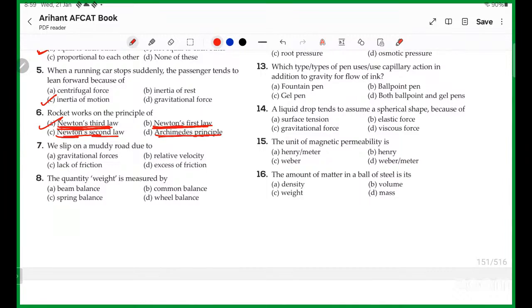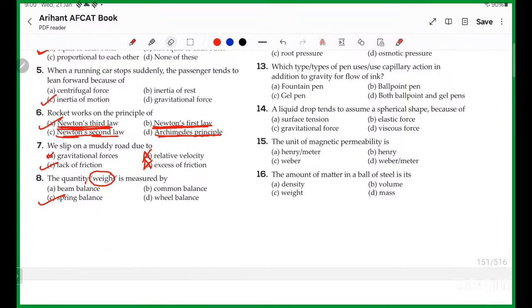Okay, we slip on a muddy road due to excess of friction. No. Due to relative velocity. No. Due to gravitational force. No. We basically slip due to the lack of friction because there is no friction there. Okay, the quantity of weight is measured by basically common balance or spring balance. With spring balance, by hanging something or putting weight, we can measure it.